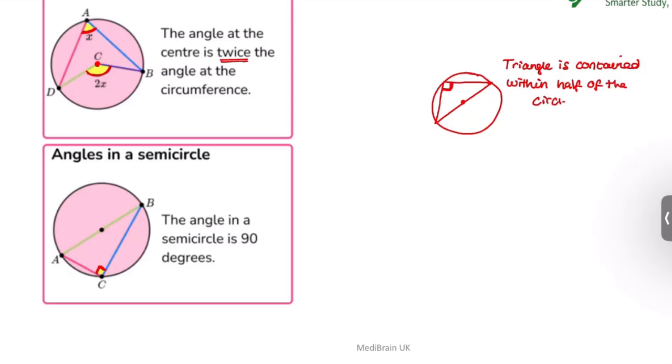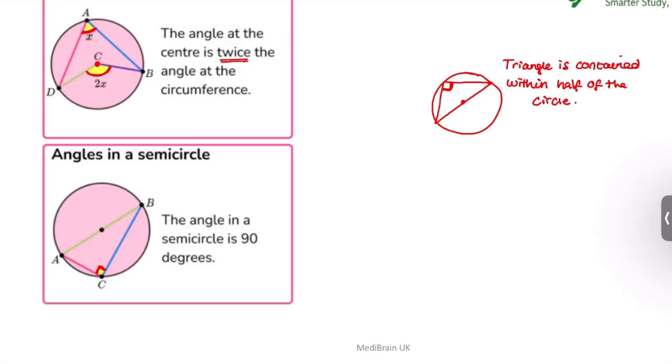Okay, and that's what you need to be aware of. Whenever you see questions where you've got a triangle that is only taking up half of the circle, this rule is going to apply. The angle in a semicircle will be 90 degrees. And when we're talking about the hypotenuse, remember it's the longest side in the triangle. The longest side will be the diameter.